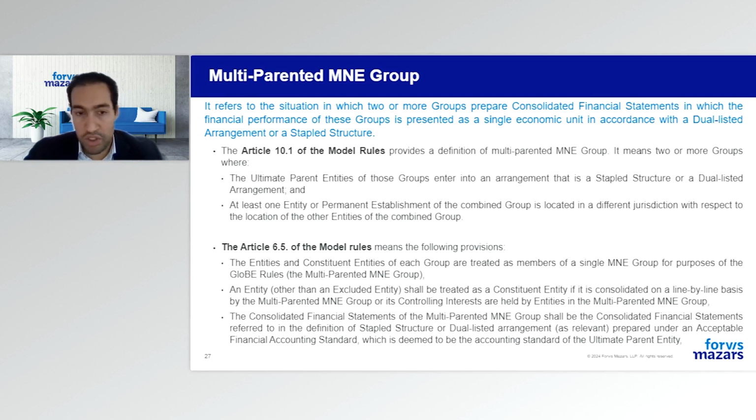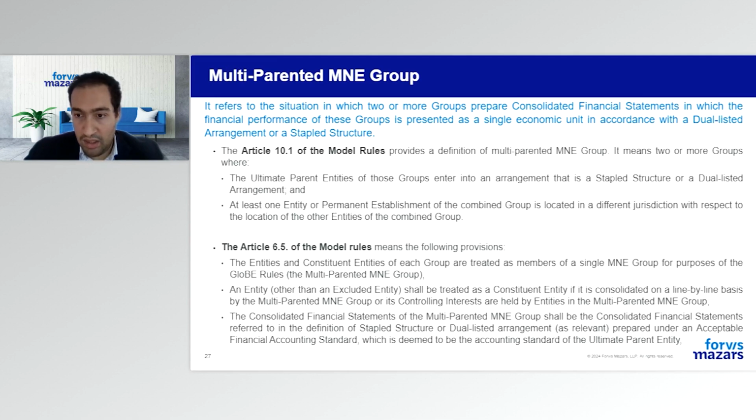It refers to those situations where the parent entities have entered into what we call an arrangement, that is a stapled structure, or what we call a dual listed arrangement. The stapled structure is an arrangement between two or more ultimate parent entities of separate groups, and it has very dedicated characteristics, such as 50% of the ownership interest of the ultimate parent entities of the separate groups being combined and unable to be transferred or traded independently. This combination can be due to the form of the ownership, restrictions, or other legal conditions that limit the transfer of the ownership.